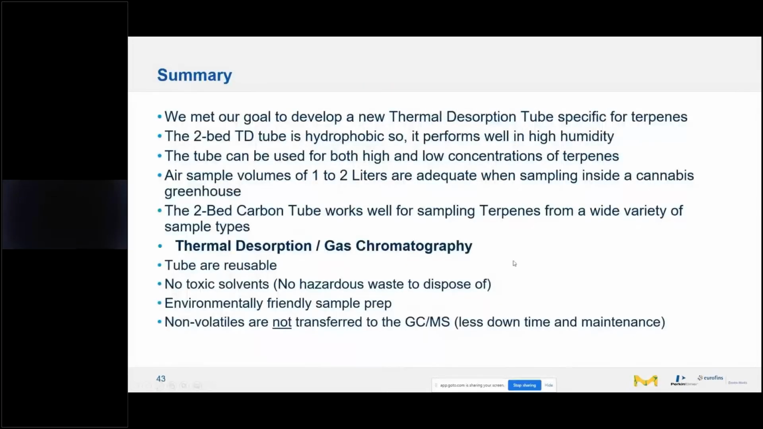So in summary, and thanks again for participating, we met our goal. The new TD tube bed is hydrophobic. As we discussed the benefits of that, it could be used for low concentrations and high concentrations. We've been sampling 1 to 2 liters, which seems to be adequate for inside the greenhouse.